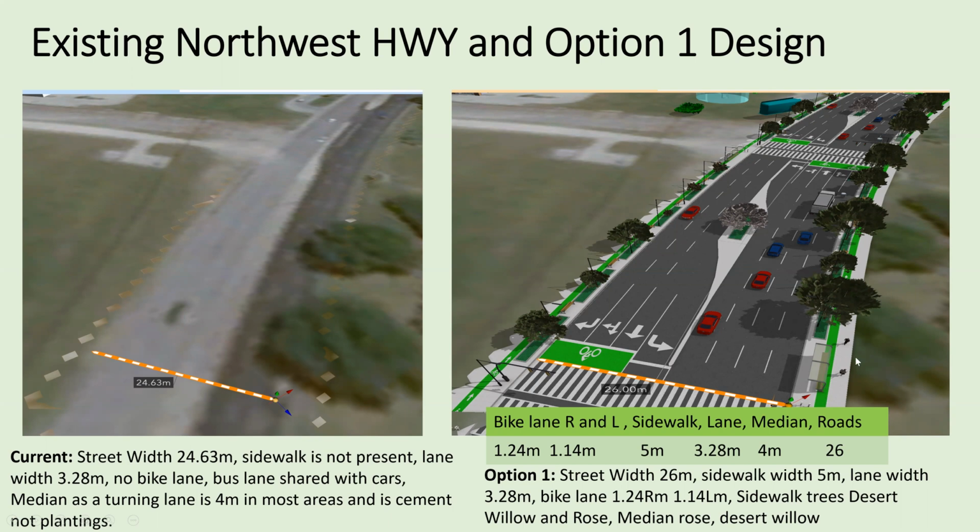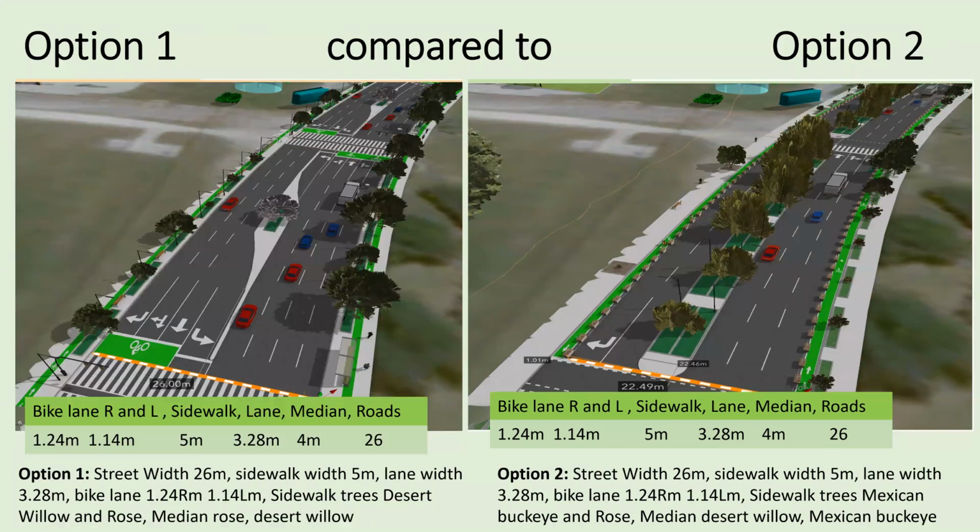The sidewalk is 5 meters in this design. The bike lane is 1.24 meters. And the street trees, the sidewalk trees, are the desert willow and the rose, and the median trees are also the desert willow and the rose, which are 2 common plants that are chosen in Dallas. It is likely that we would have rosemary instead of rose in the median. Rosemary is also often planted in the median, which was not a choice in CityEngine.